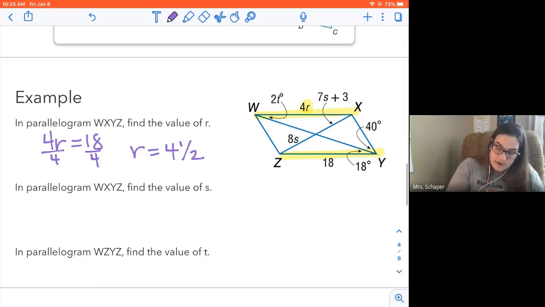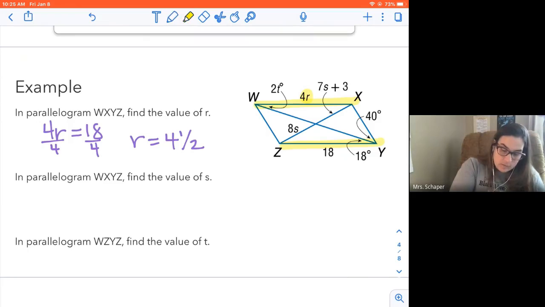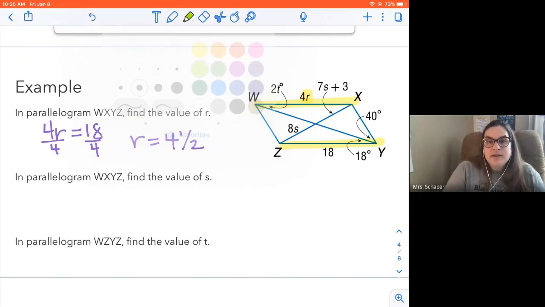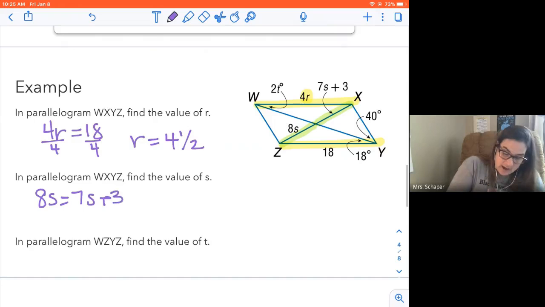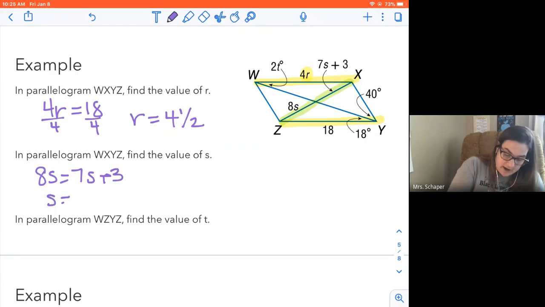All right, we want to find the value of S. Okay, so we know in a parallelogram that the diagonals bisect each other. So therefore, 8S is congruent to 7S minus 3. And so that helps us set up our equation. So 8S is equal to 7S plus 3. I'm going to solve that equation out and get that S equals 3.